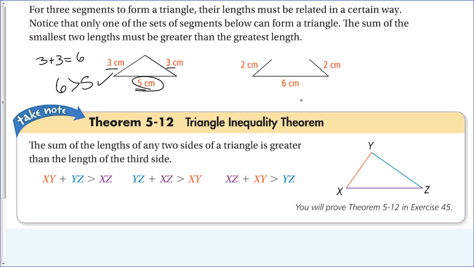Now, what about this one? You have two 2 centimeter sticks and a 6 centimeter stick. Will that make a triangle? No, because 2 plus 2 equals 4, and 4 is not greater than 6. So this will not work. So if you're given 3 lengths and asked, will this make a triangle? Take the 2 smallest, add them together. It has to be greater.